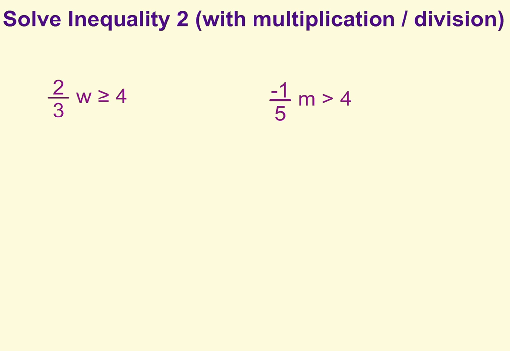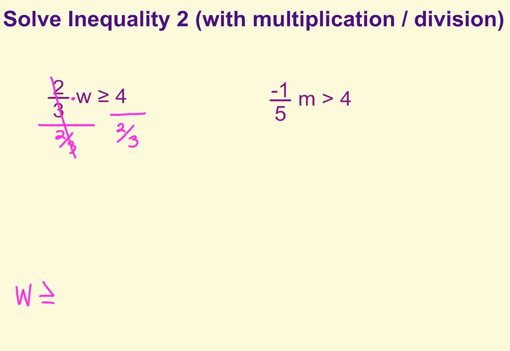Alright, so this first example, if you notice, we've got this 2/3 connected to the W. That's a positive 2/3, which means when I get rid of that, I will not have to flip the inequality on this. And here's what I mean. W is being multiplied by 2/3. The opposite of that is to divide by 2/3. So here you can see I'm dividing both sides by a positive number. I do not flip the inequality on this. W will stay greater than or equal to something.